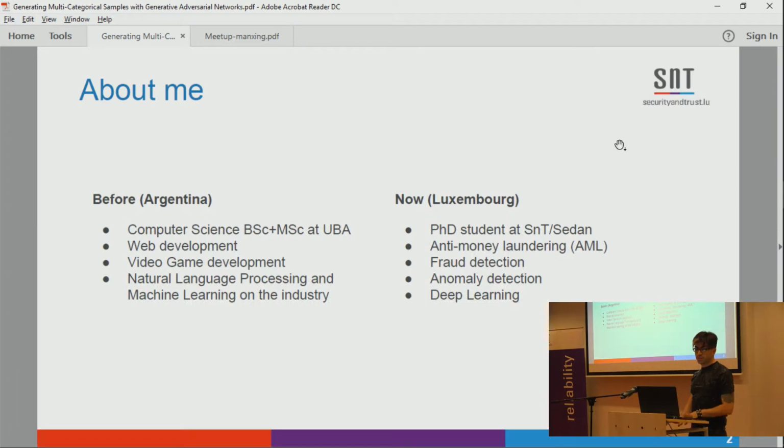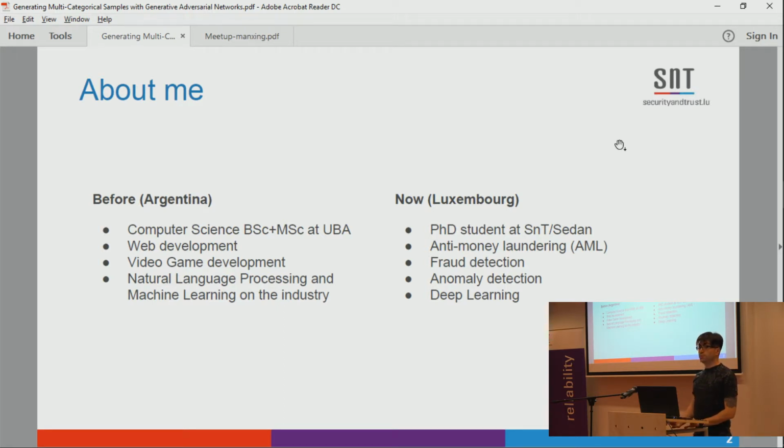First, just a bit about me. I come from Argentina. I got my master's degree in computer science at the University of Buenos Aires. I spent some time in the industry, and right now I'm a PhD student here. And I'm working with anti-money laundering, fraud detection, anomaly detection, and right now deep learning.